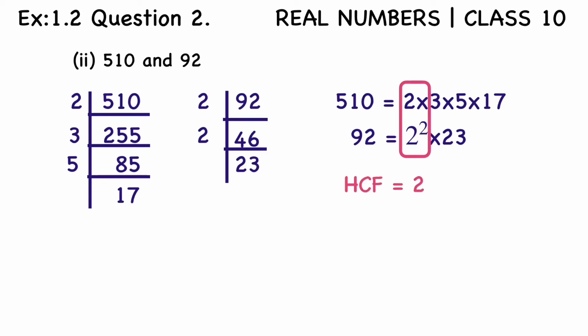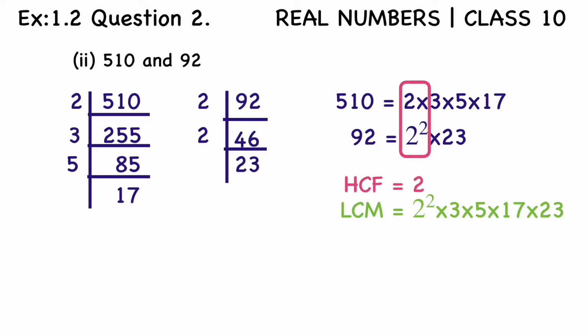So let's find the LCM. We have the factors as 2, 3, 5, 17 and 23. And the greatest power of 2 is 2 square here. So we have LCM is equal to 2 square into 3 into 5 into 17 into 23.